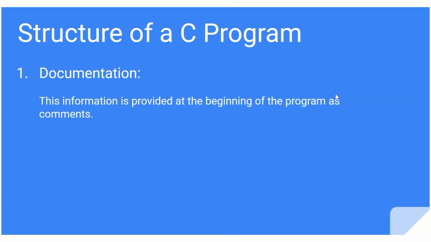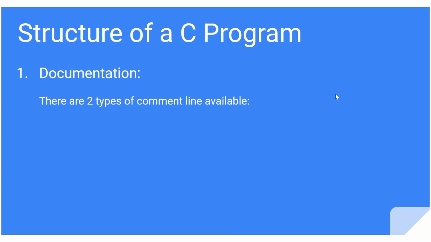This information is provided at the beginning of the program as comments. There are two types of comments available. What are the single line comment? This part includes details about the program, either its name or the date and time it was created. Anything written as comments will be treated as documentation of the program, and this will not interfere with the given code. Basically, it gives an overview to the reader of the program.